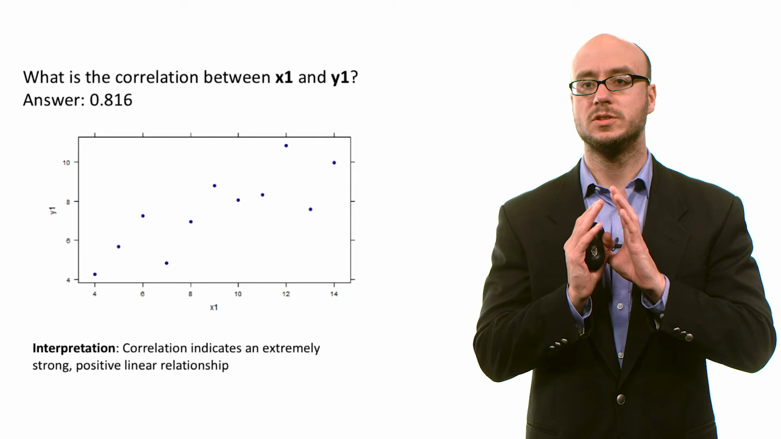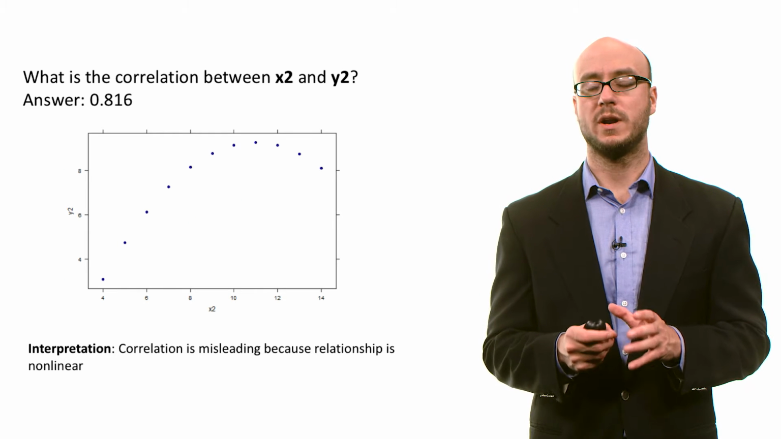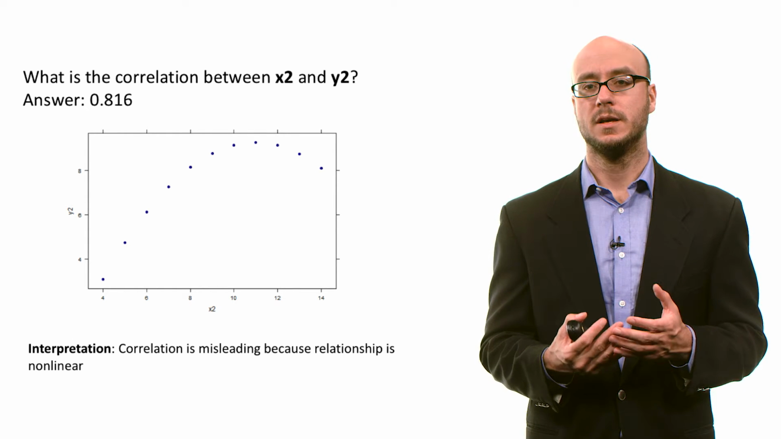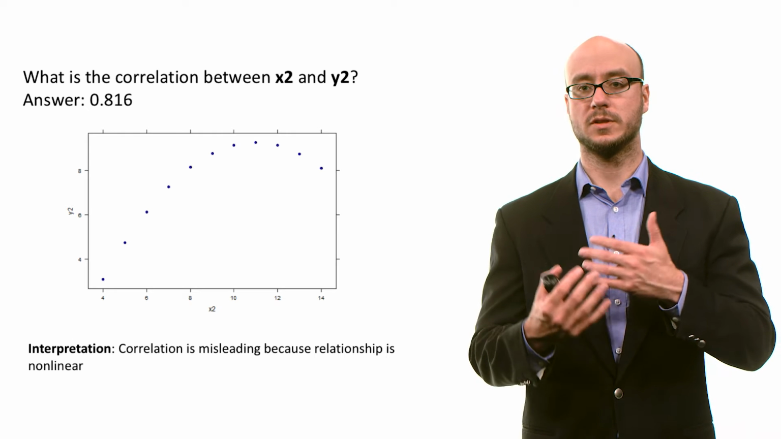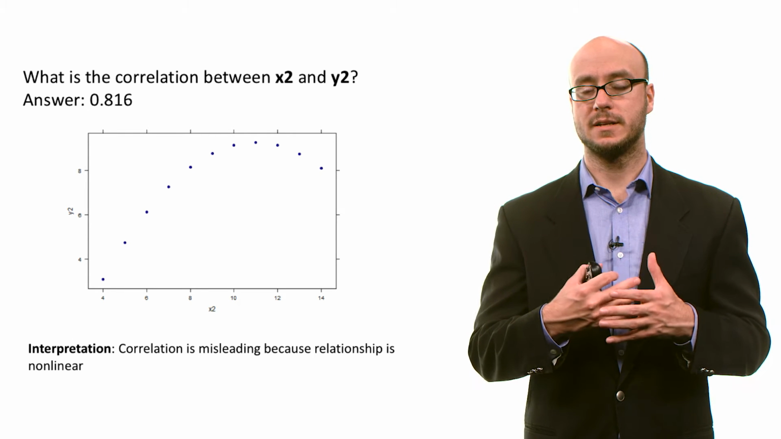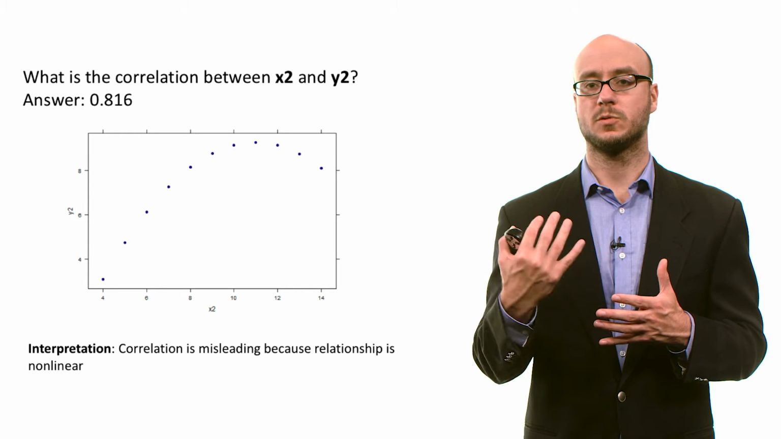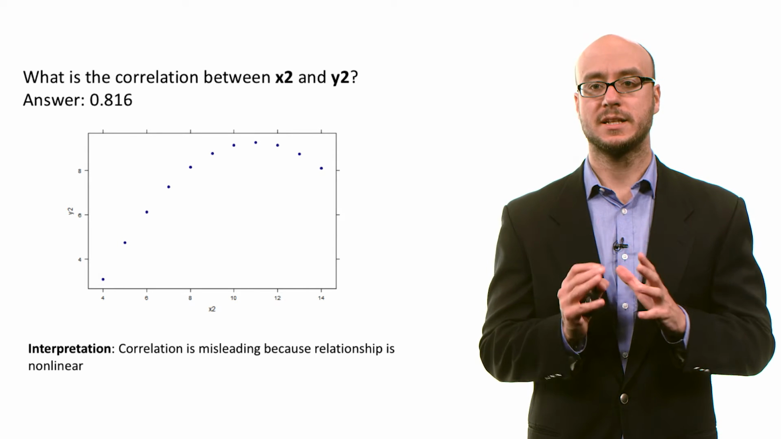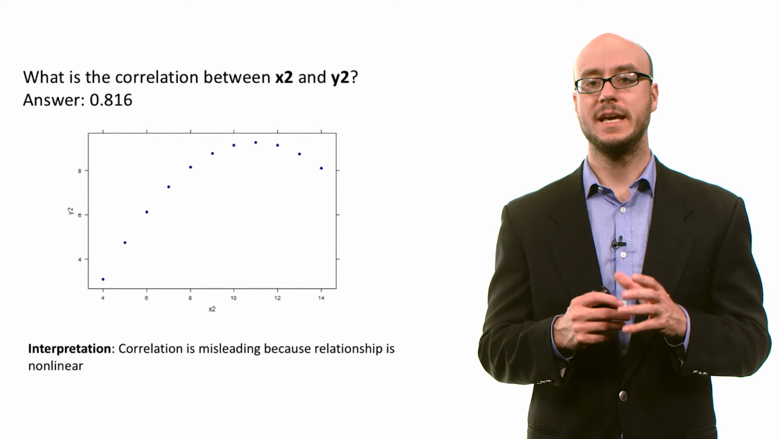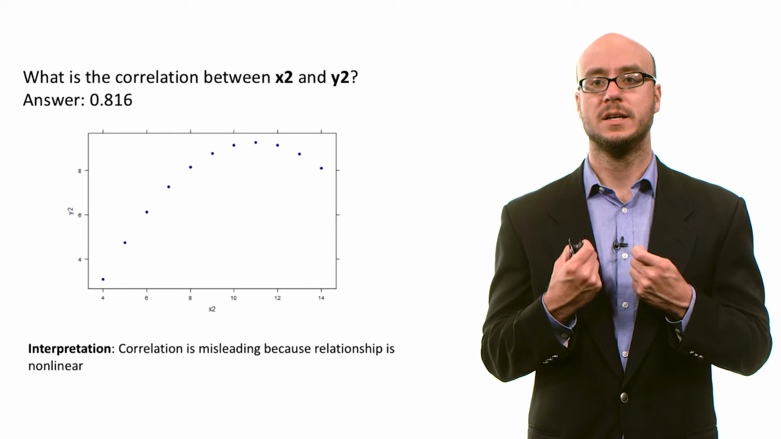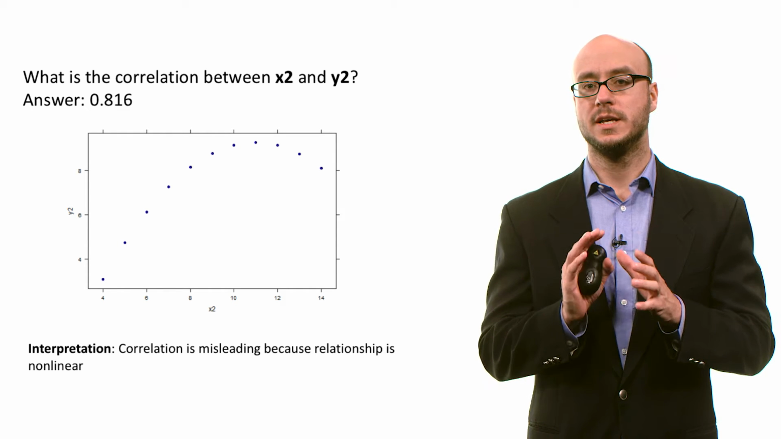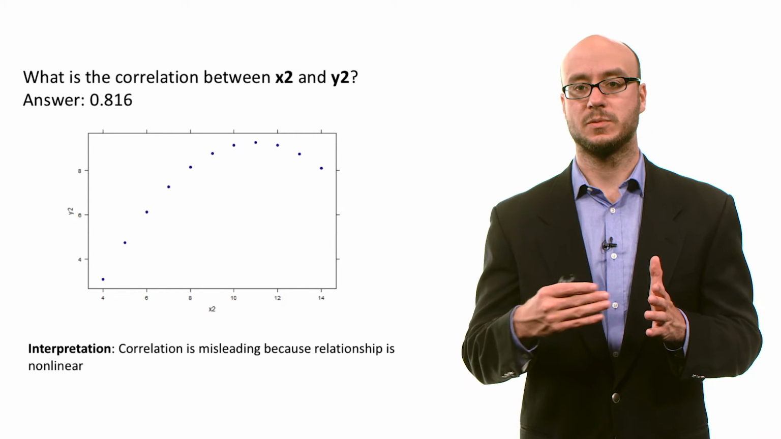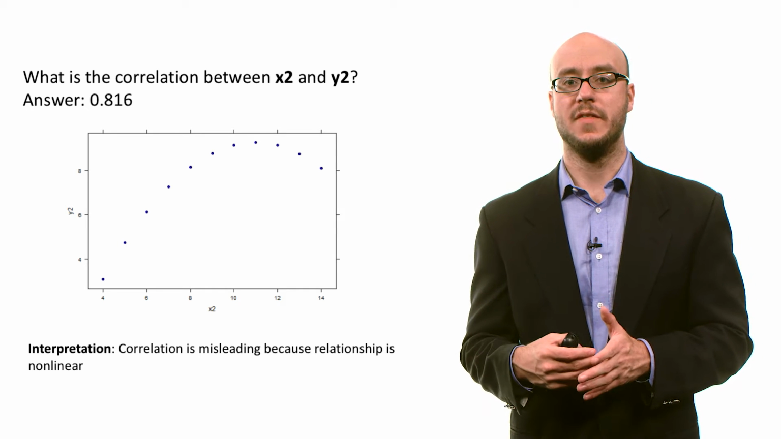But let's look at x2 and y2. Again, the correlation is 0.816. But look at the pattern in the data: this is what we call a nonlinear pattern. Nonlinear patterns tend to look like curves or squiggly lines, whereas linear patterns tend to look like straight line patterns in a set of data. In this case, correlation is misleading because the pattern in the data is in fact non-linear. So the correlation here is not capturing the true pattern in the set of data.